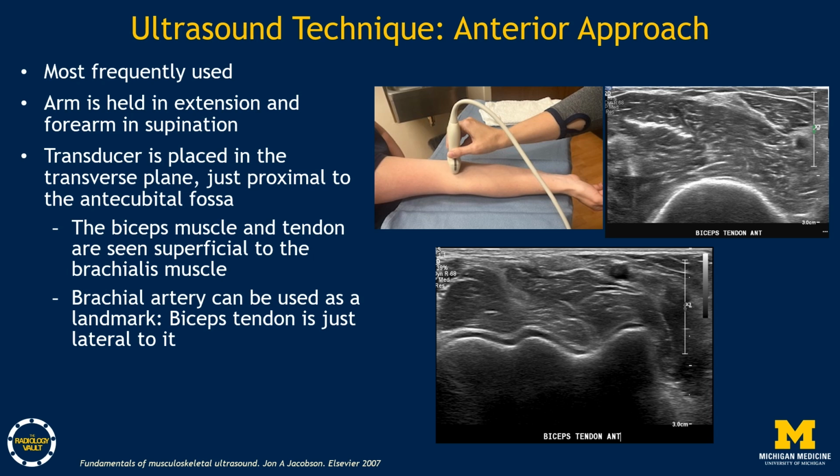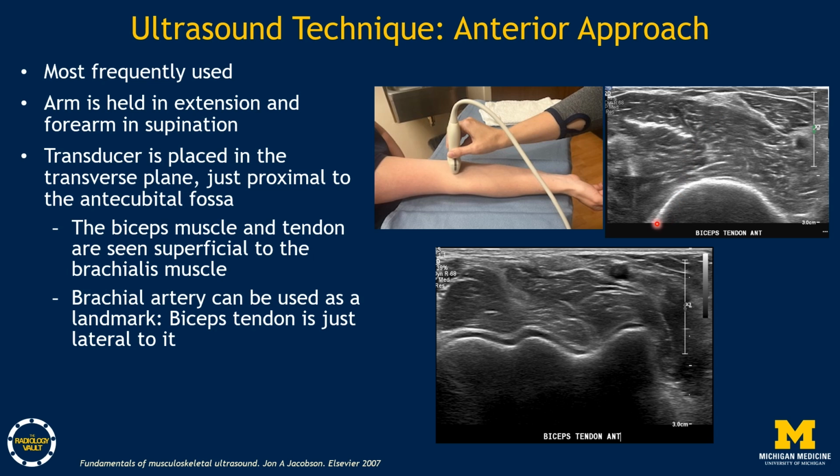We ask the patient to have the arm in extension and the forearm in supination, as we can see here. We start the evaluation placing the transducer in the transverse plane just proximal to the antecubital fossa. At this level, we will see the biceps muscle and tendon, which is the most superficial structure, and deep to it, the brachialis muscle. So here we have a transverse plane where we see the superficial, normal, echogenic biceps tendon, and just deep to it, we see the brachialis muscle.